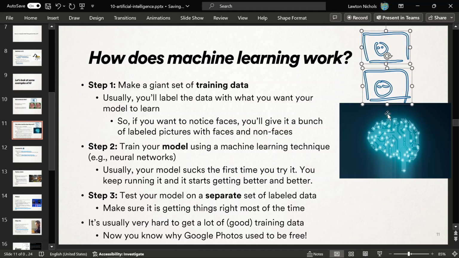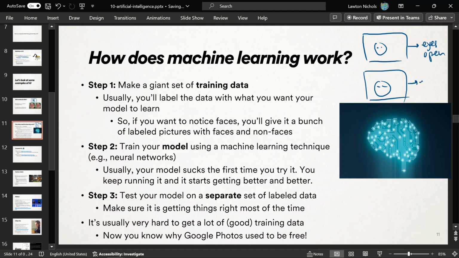So you're going to take a bunch of pictures with people's eyes open, a bunch of pictures with people's eyes closed, with a bunch of people in the picture. Eyes open, eyes closed. That's the idea. You're going to take a bunch of pictures and label them like that.